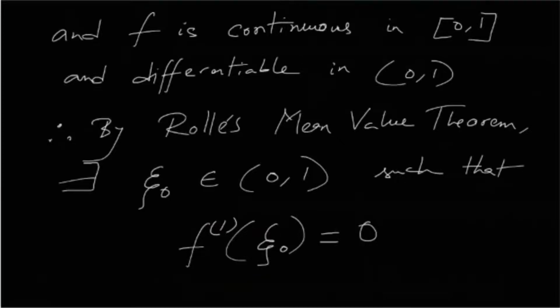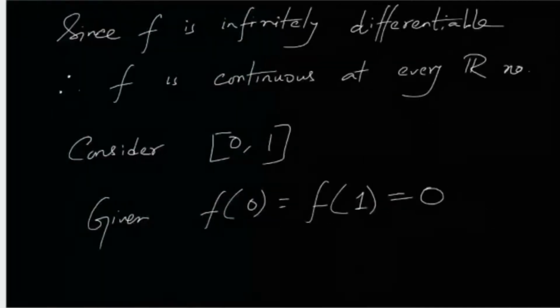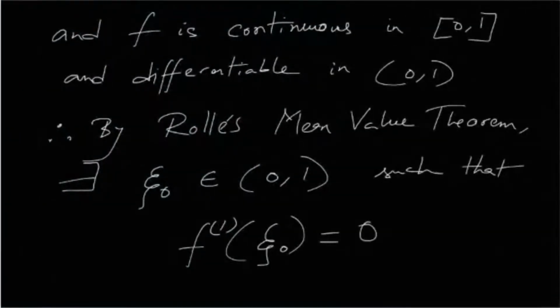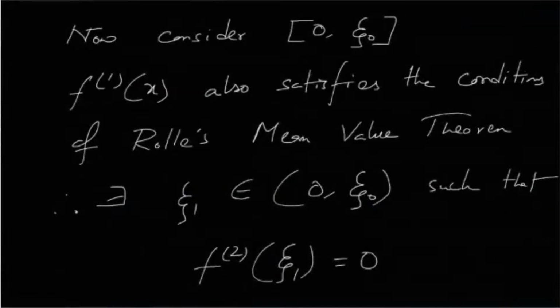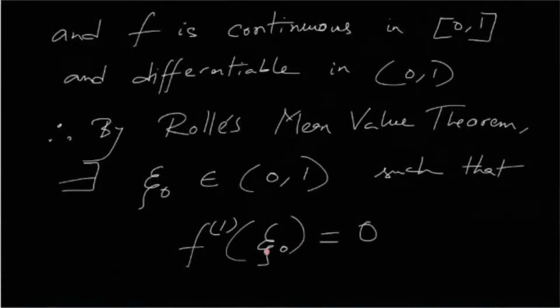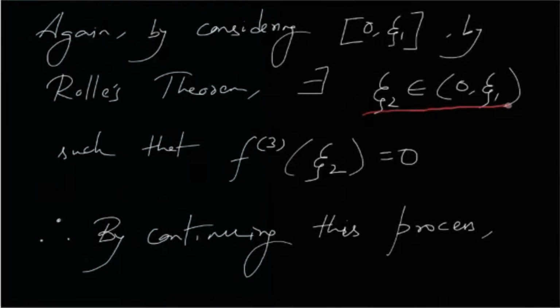Now it is given that all the derivatives of the function at the point 0 are also 0: f1 of 0, f2 of 0, f3 of 0, up to fn of 0. We are going to use this fact with the help of RMVT. As we just proved, there is a xi naught between 0 and 1. Again, there exists some xi1 between 0 and xi naught. Again, there exists some xi2 between 0 and xi1.